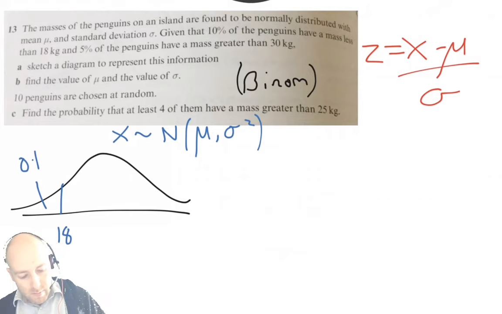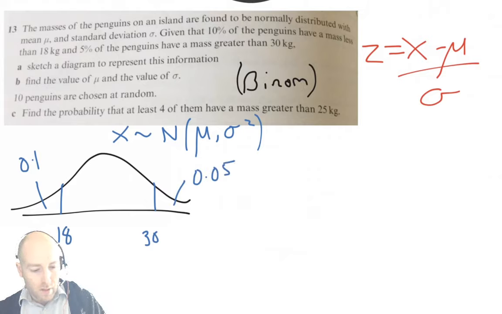5% have a mass greater than 30. So that's 30 and 0.05. Cool. Sketch diagram. Job done. Find the value of mu and the value of sigma. Okay, so there's our diagram. We can put mu in the middle as well if we like.